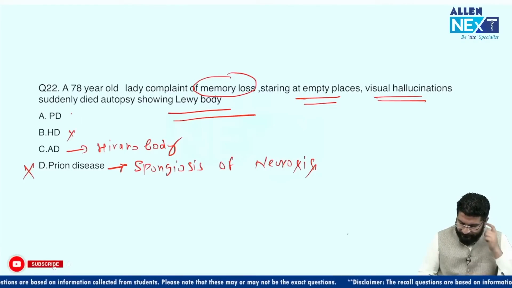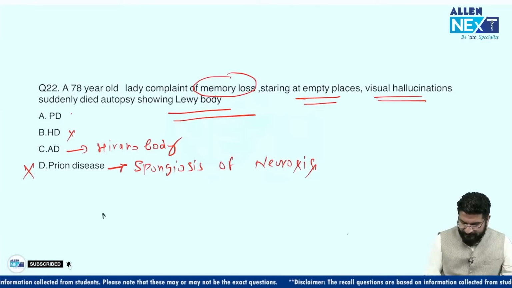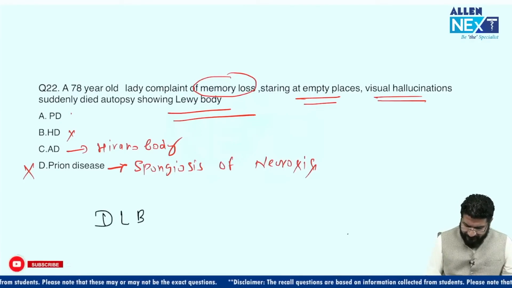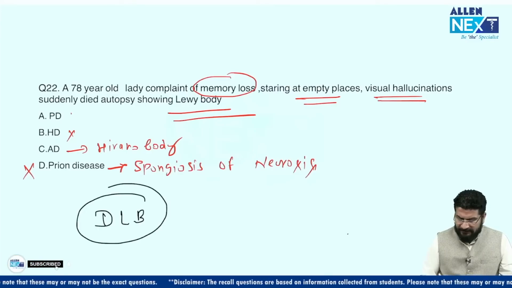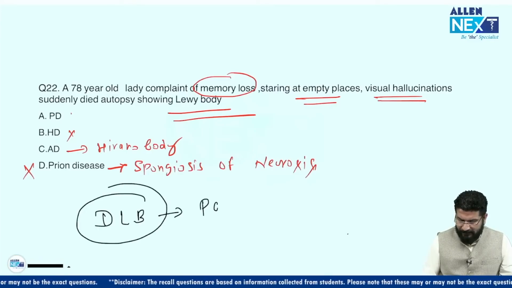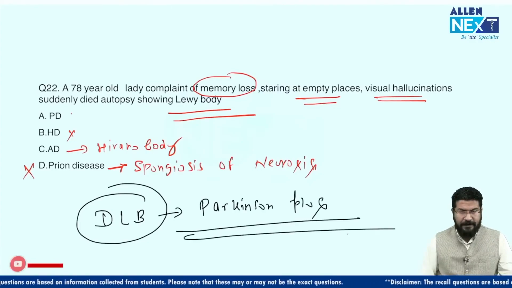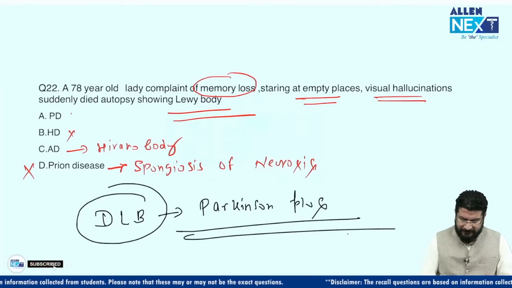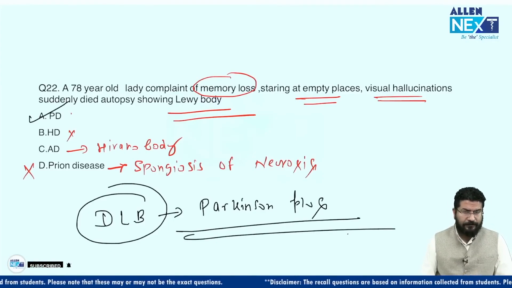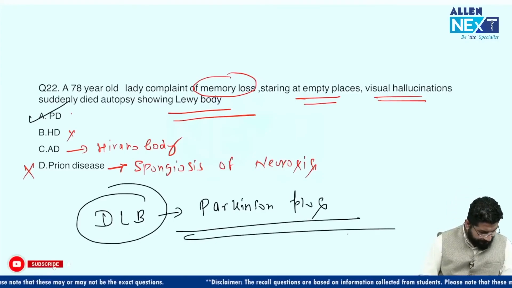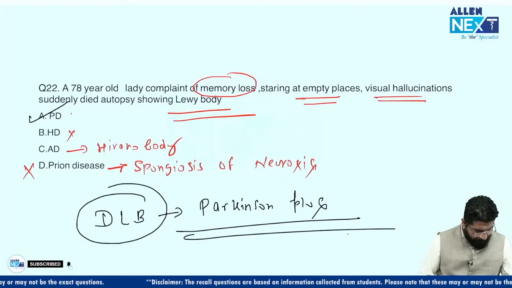So the ideal answer for this question should be the one which is not given in the options. This is the case of DLB. DLB means dementia with Lewy body. This dementia with Lewy body is a part of Parkinson plus syndrome. Lewy bodies we also see in Parkinson disease. So this is the case of Parkinson plus syndrome. So the answer for this question should be A. Clear? Option A.